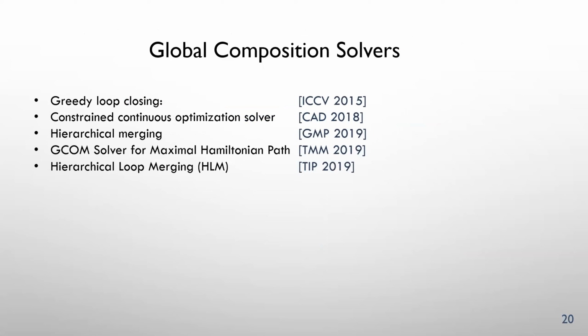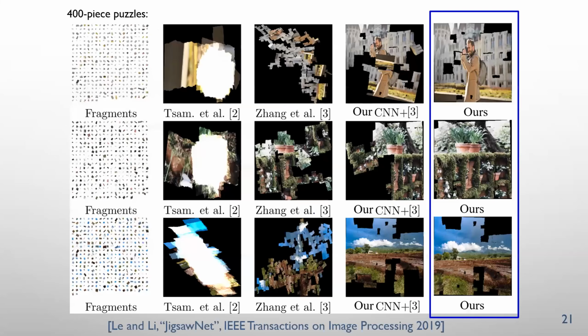And we have developed multiple global composition solvers, allowing us to effectively solve various global composition problems. So with this development, with our learned features and composition solvers, we are able to solve puzzles with hundreds of pieces. Like for example, a puzzle with many small pieces, we'll be able to reassemble them. And this significantly enhanced the effectiveness of the fragment reassembly.